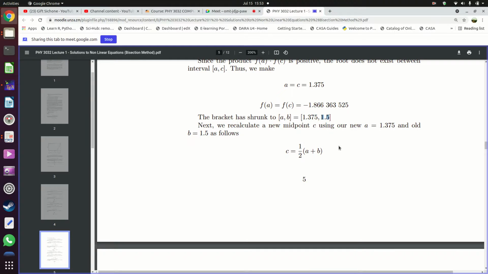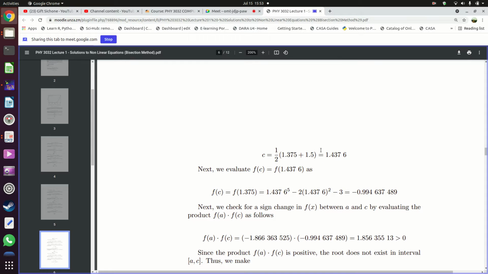Again, we work out a new midpoint based on this adjusted bracket. So our new midpoint, C, is going to be equal to half A plus B, where our A is now 1.375 and our B is 1.5. Then you work out C equals half 1.375 plus 1.5, and you end up with 1.4376. This is your new midpoint.